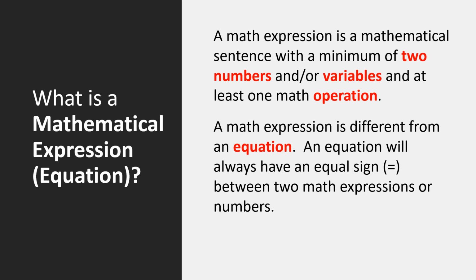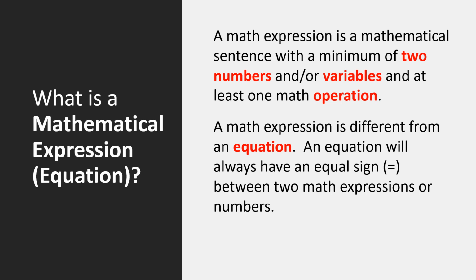one math operation. Now the operation can be add, subtract, multiply, or divide, or squaring, or square root. And just like an English sentence has to have a noun and a verb, a math expression has to have an operation, and for that operation at least two numbers or variables or a combination.